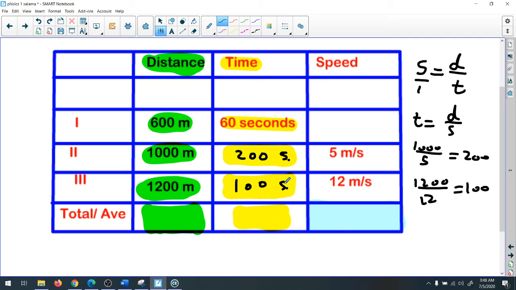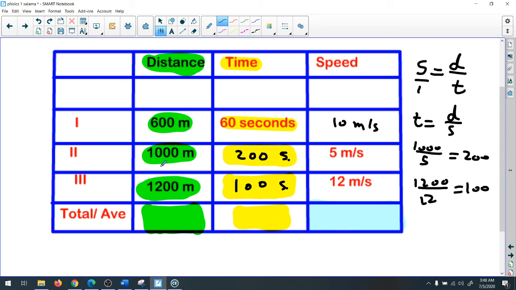Okay. We don't need anything more to find the average speed. We just need to add distance and add time. Just in case they ask you about the speed over here, just divide distance by time. 600 divided by 60 equals 10. So here it's 10 meters per second, if they want to find that.